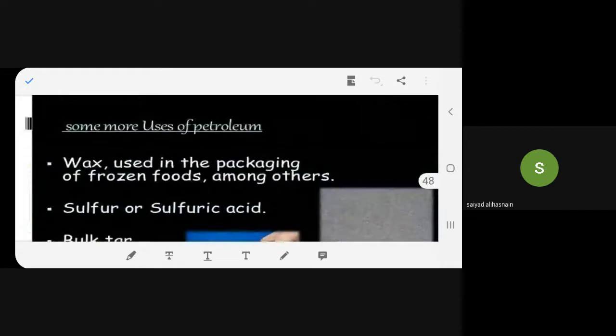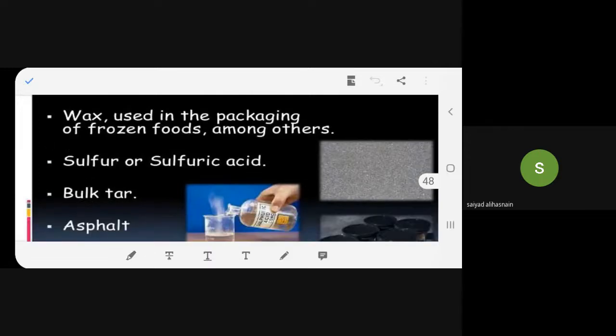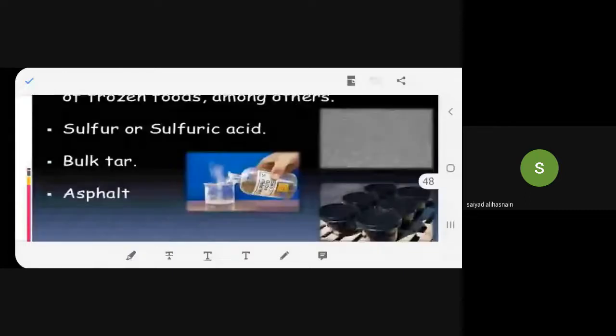Some other uses of petroleum. Wax used in the packaging of frozen foods, among others. Sulfur or sulfuric acid, bulk tar, asphalt.